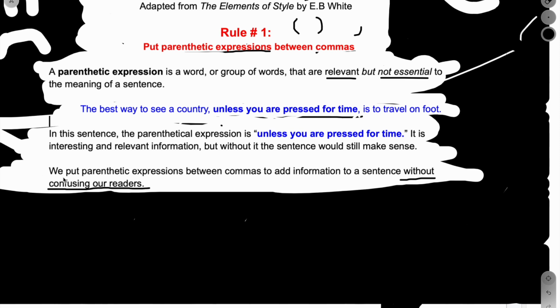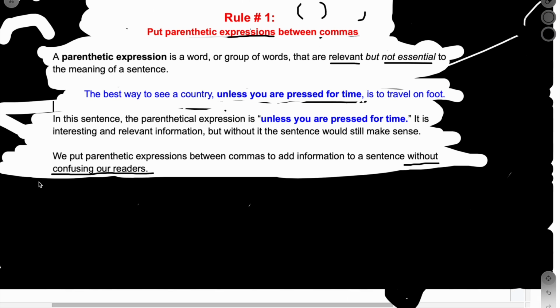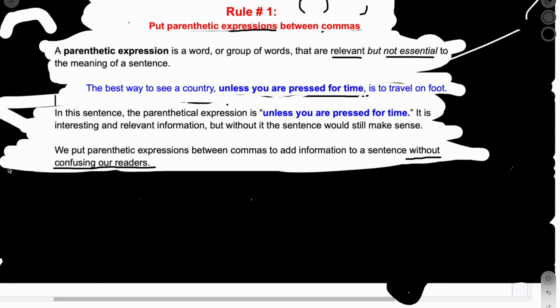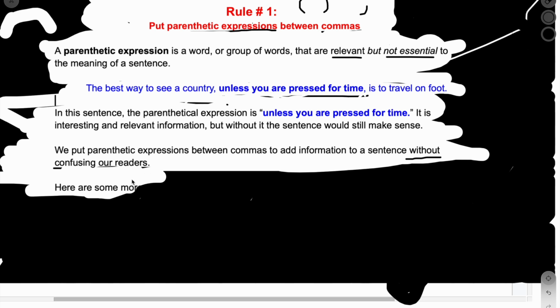So that's what this means, that we put parenthetic expressions between commas to add information to a sentence without confusing our readers. Because if we're writing and someone's just getting confused, it's pretty much defeating the purpose we had in writing, because we're always trying to communicate something to them. It's very rare that writing is intending to confuse. Although, of course, you could think of an outlandish example where that happens, but it's not common.